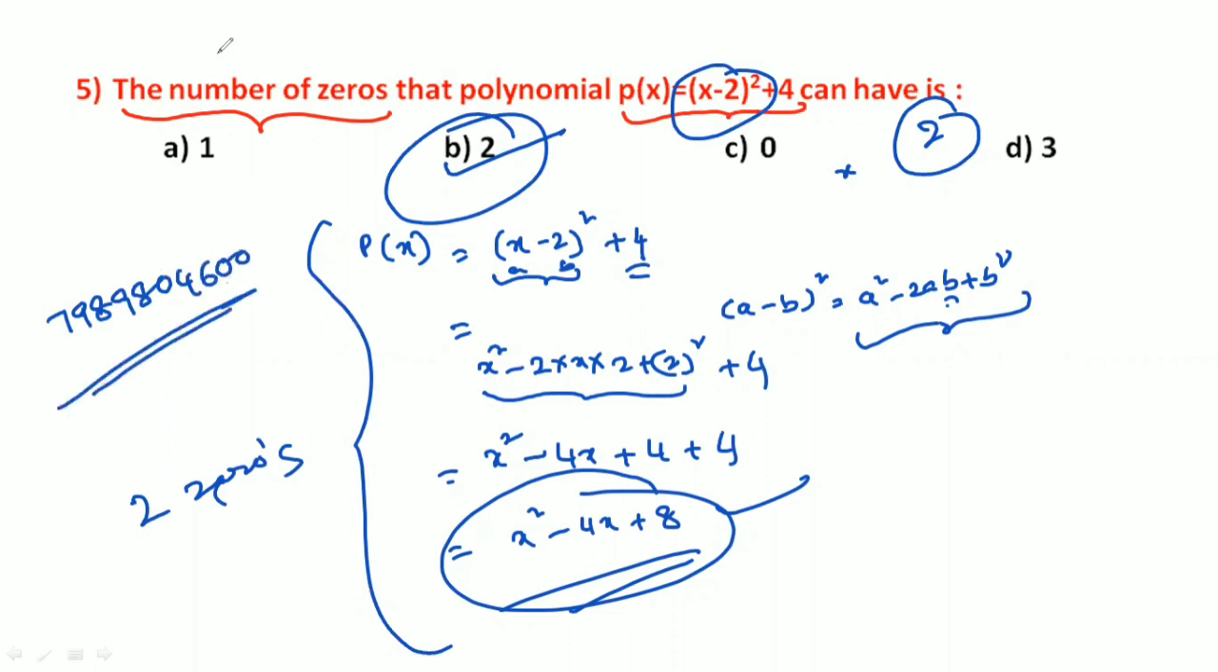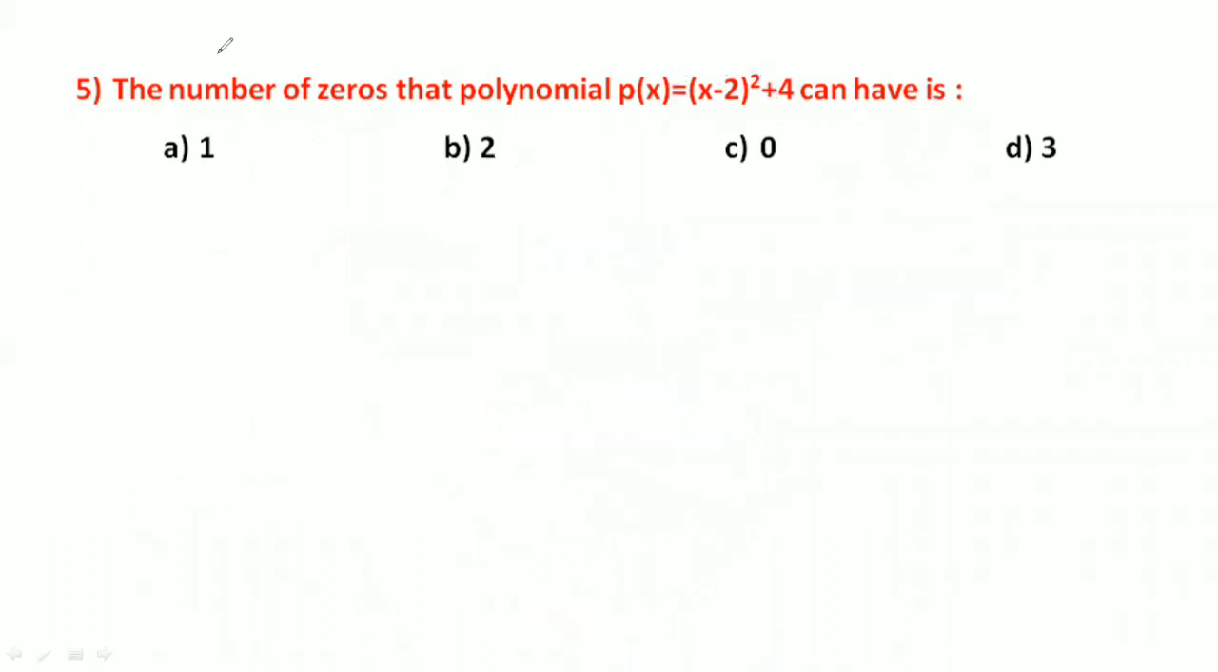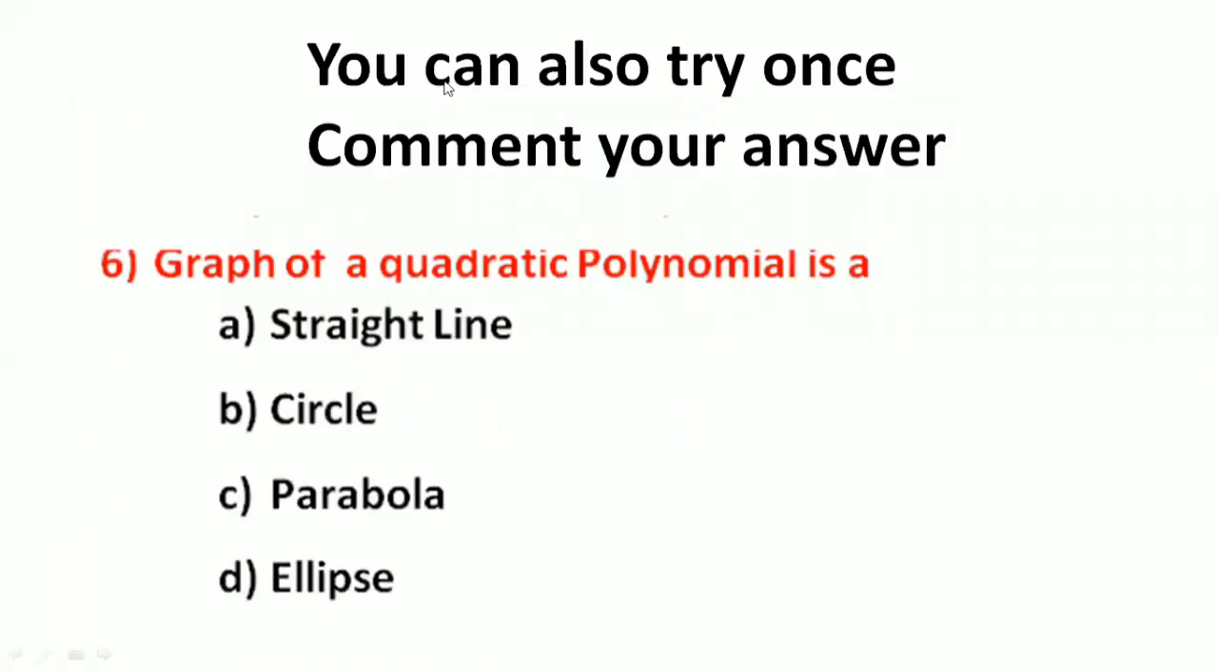Now, my students, now your turn. The question is yours. Please comment your answers, my students. You can also try once, comment your answer. Is the graph of a quadratic polynomial a straight line, or circle, or parabola, or ellipse?